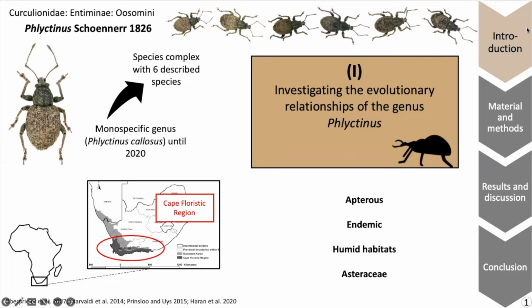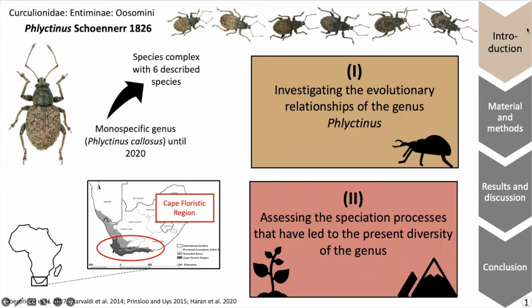Phlyctinus, as I said, are apterous and endemic of the Cape Floristic region. They are found in humid habitats, mainly on a few genera of Asteraceae, thus suggesting the potential role of host plants in their diversification. In this context, exploring the diversity of the genus Phlyctinus can provide novel insights on the origin of the Cape Floristic region phytophagous insect fauna.